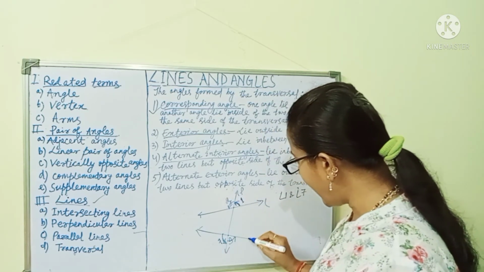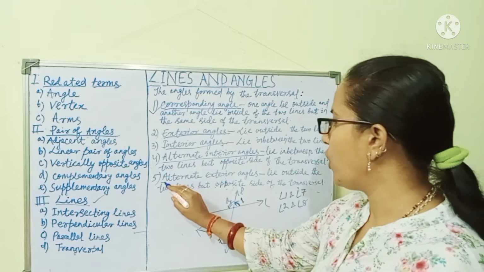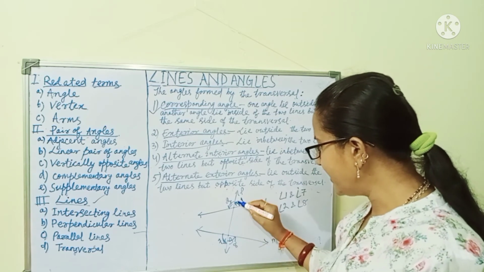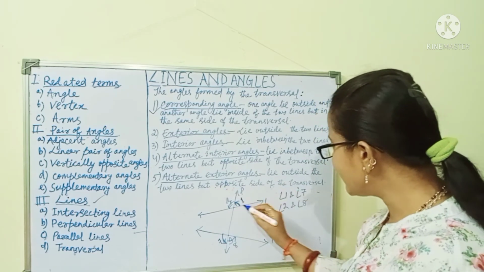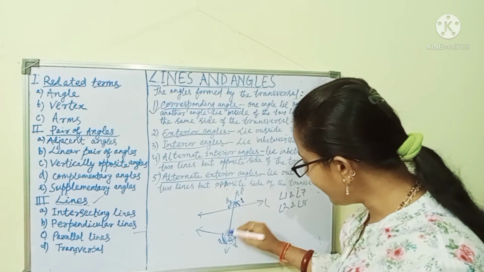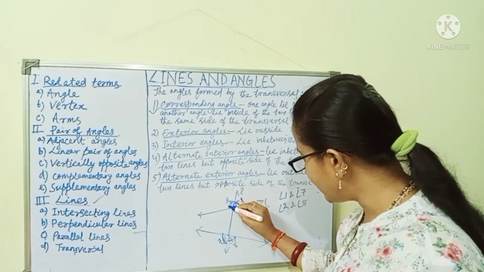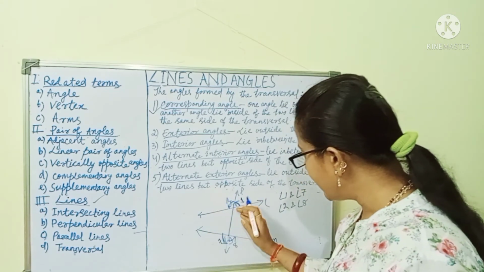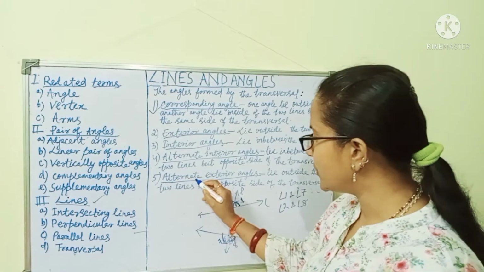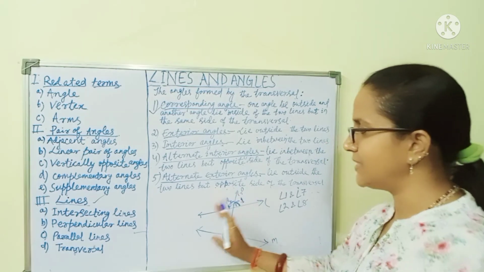If this is the second angle and this is the 8th angle, then the 2nd and 8th angles are the alternate exterior angles. They lie outside the two lines, but on the opposite side of the transversal. 1 and 7 are just opposite: one is on this side and the other on the opposite side. The second angle is on this side and the eighth angle is on the opposite side of the transversal. So these are the alternate exterior angles. These angles are exterior but alternate to each other.